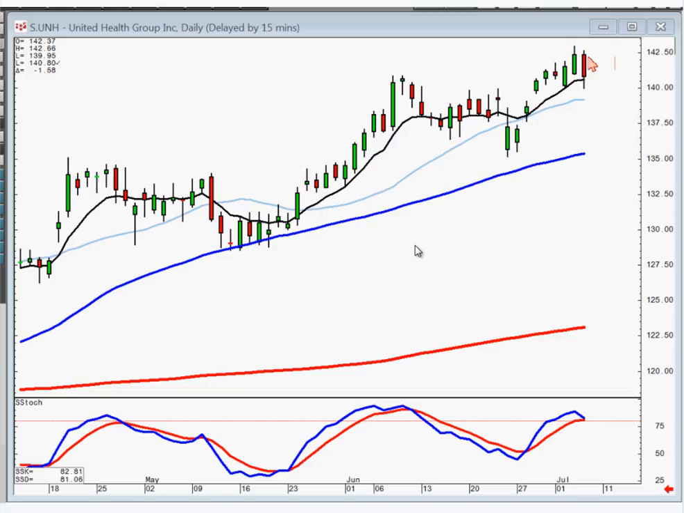UNG, it has to open positive and trade positive tomorrow. You've got a bearish engulfing signal. If it opens lower, take your profits, because it's probably coming back into this area somewhere.